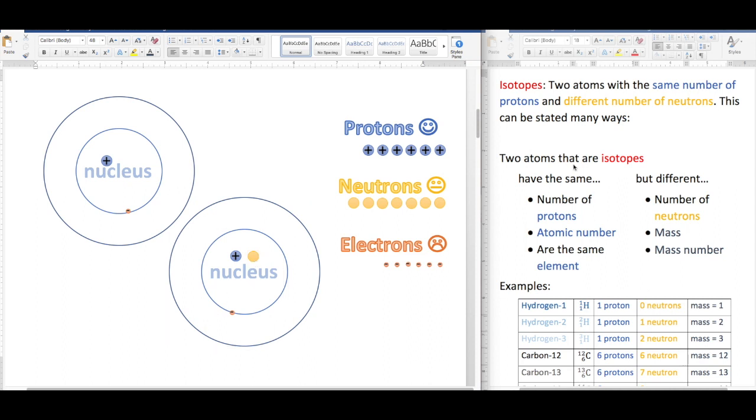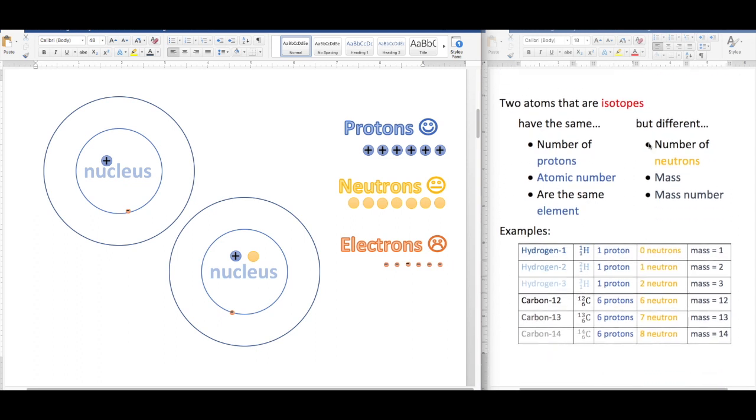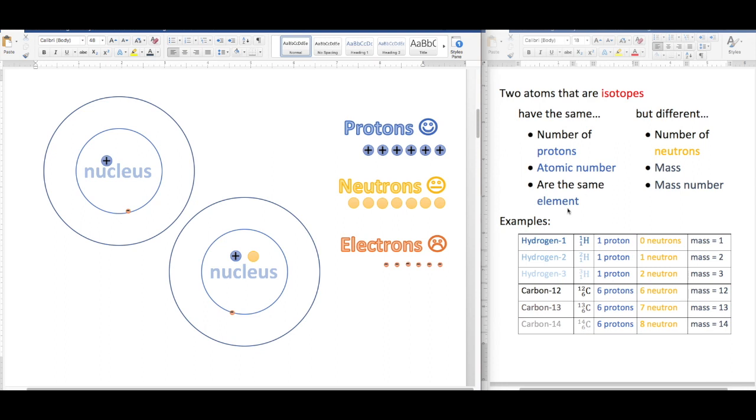But the wording of it might be slightly different from what you see here, because if it has the same number of protons, that also means it has the same atomic number, and it also means it's the same element. And when you change the neutrons, you're also changing the mass, which is also called the mass number. So the wording of a question about isotopes could involve any of these different ways of saying the same thing.